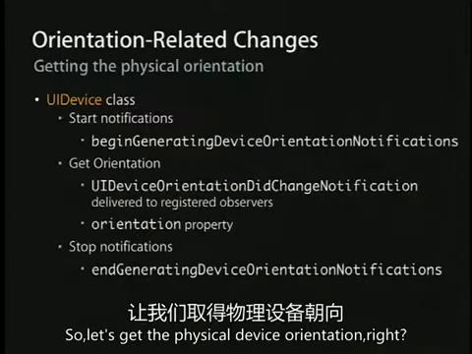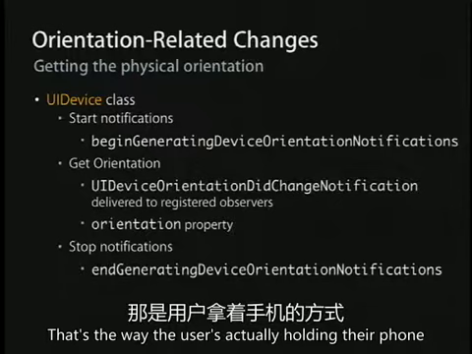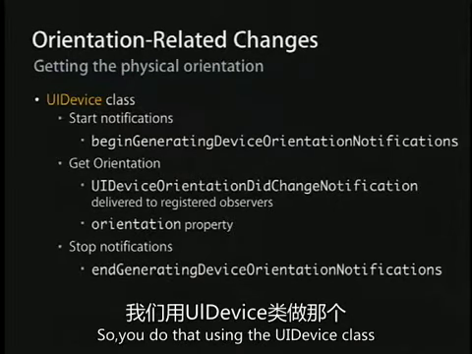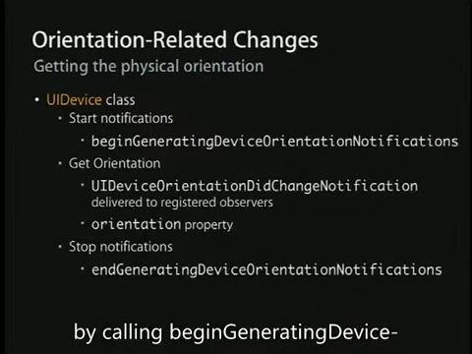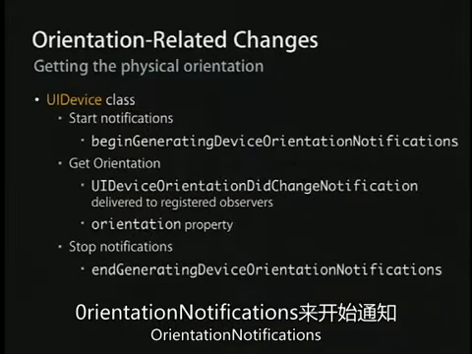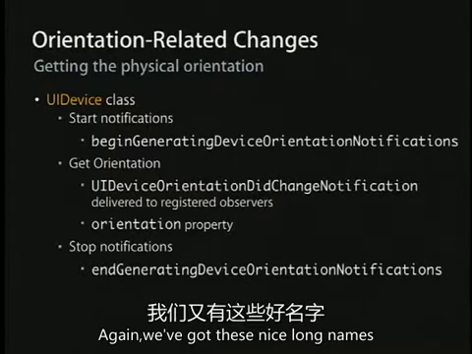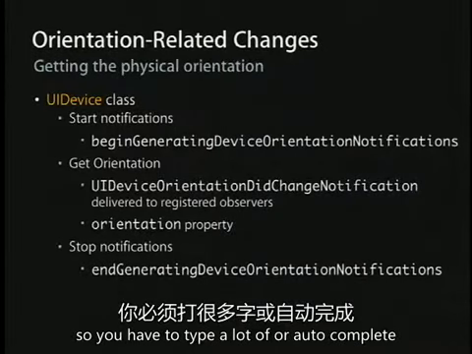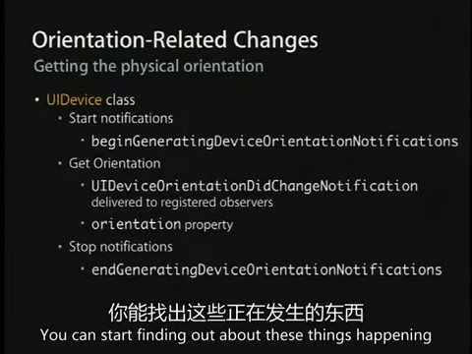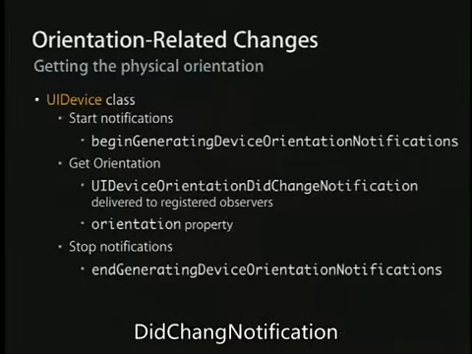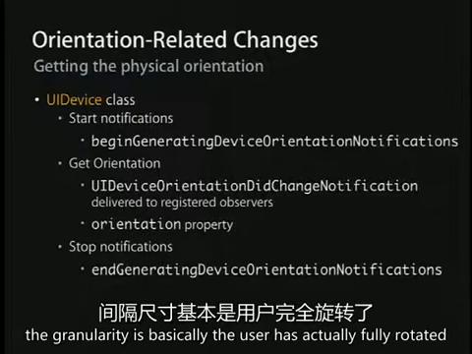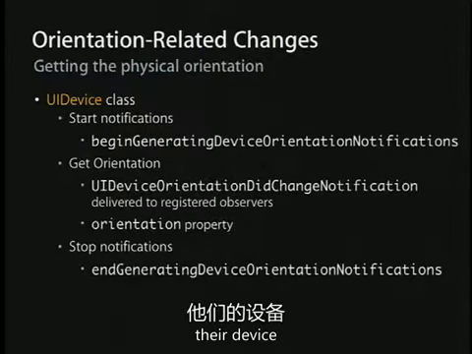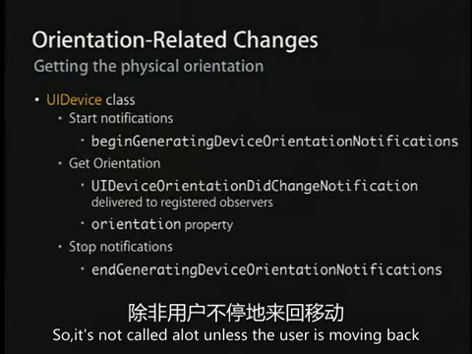So let's get the physical device orientation, right? That's the way the user is actually holding their phone. So you do that using the UIDevice class. You usually want to start notifications by calling beginGeneratingDeviceOrientationNotifications. Again, we've got these nice long names, so you have to type a lot, or autocomplete. You can start finding out about these things happening by registering for the UIDeviceOrientationDidChange notification. The granularity is basically the user has actually fully rotated their device, so it's not called a lot unless the user's moving back and forth constantly.